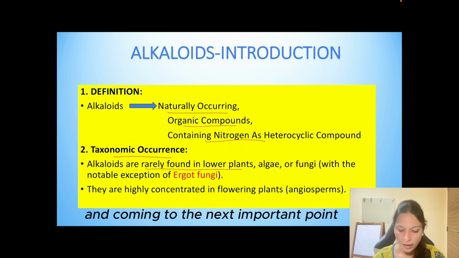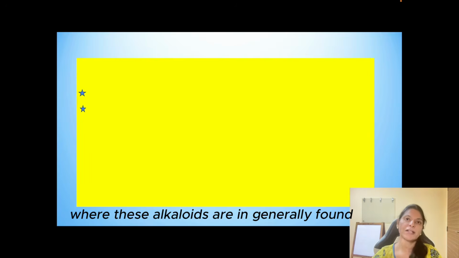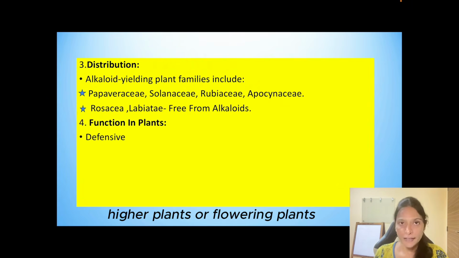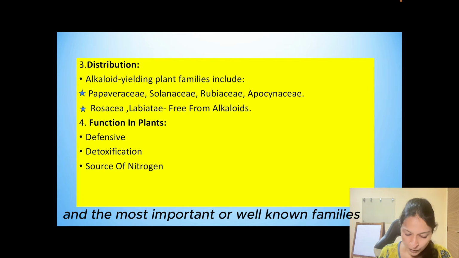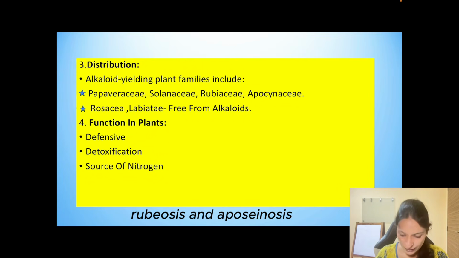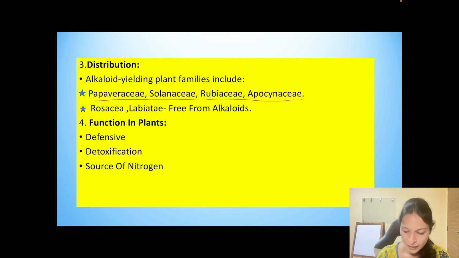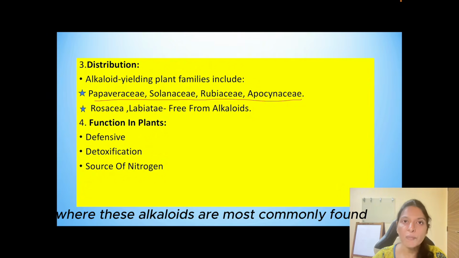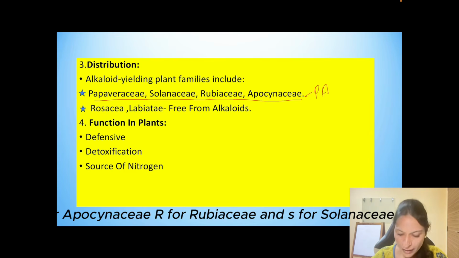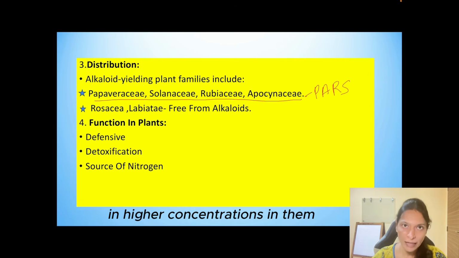And coming to the next important point, that is the distribution of alkaloids, where these alkaloids are generally found. As mentioned, they are found in higher plants or flowering plants. The most important, well-known families known to contain alkaloids are Papaveraceae, Solanaceae, Rubiaceae, and Apocynaceae. Here you can remember a simple mnemonic, PARS. P stands for Papaveraceae, A for Apocynaceae, R for Rubiaceae, and S for Solanaceae. So these are the major four families of plants known to contain alkaloids in higher concentrations.